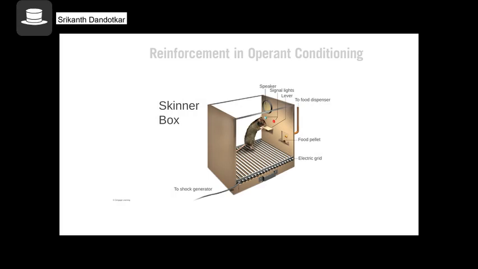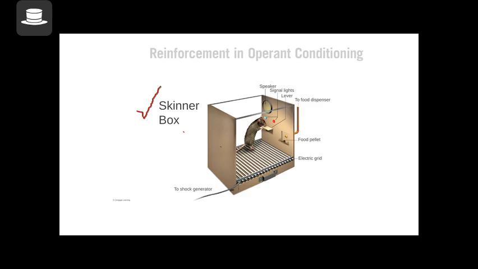Okay, so what you see here is an experimental apparatus, also known as an operant chamber. This was devised by B.F. Skinner for testing laboratory animals in his operant conditioning experiments. It is commonly referred to as the Skinner box.